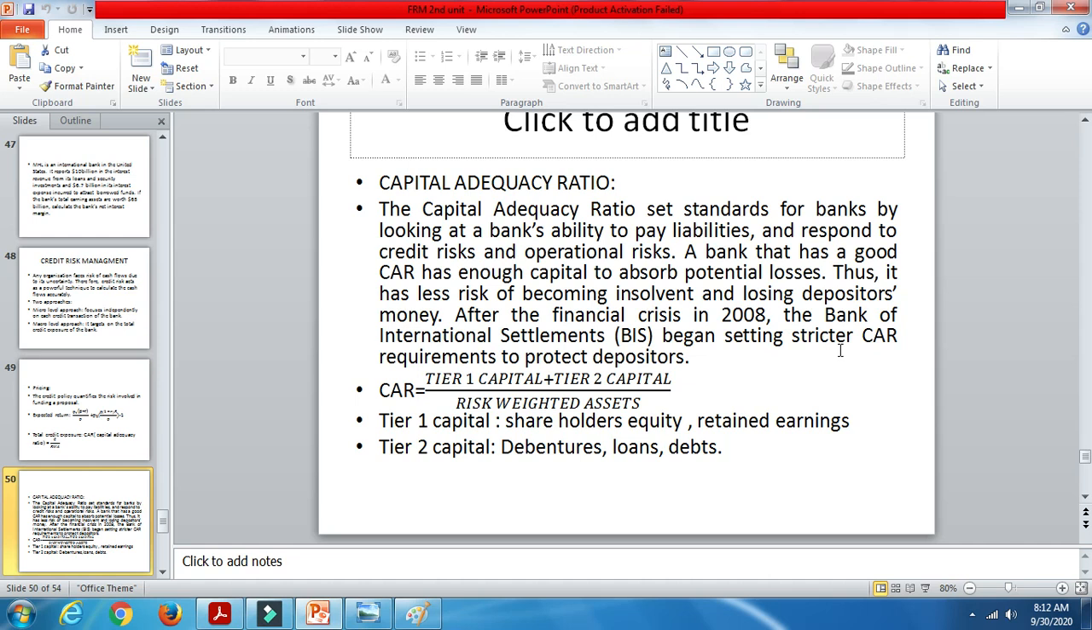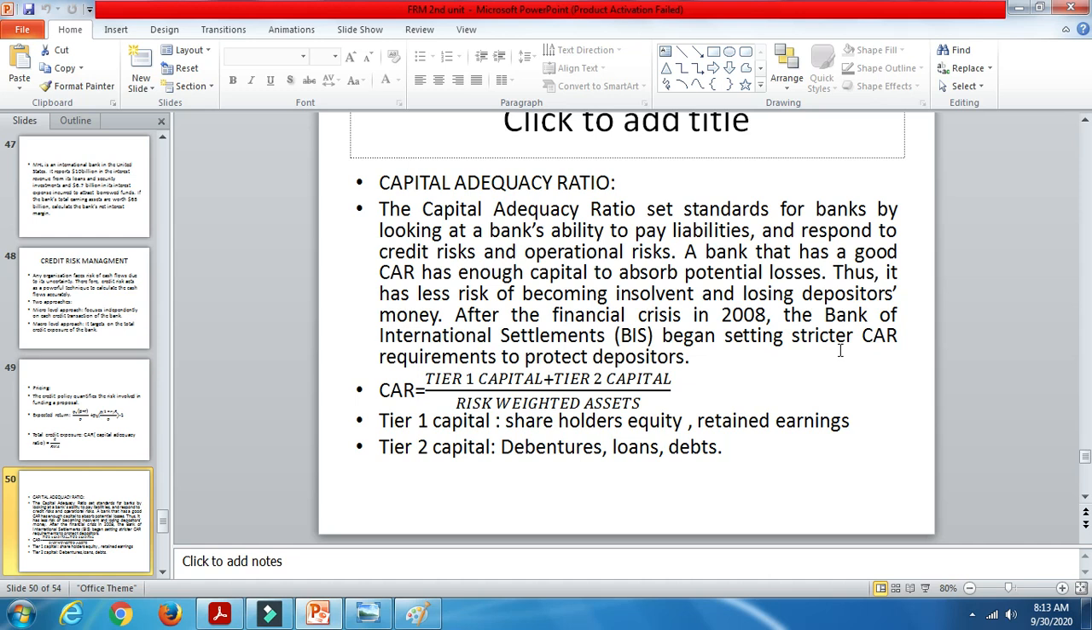Capital adequacy ratio sets standards for banks by looking at the bank's ability to pay liabilities and respond to credit risk and operational risk. A bank that has a good CAR has enough capital to absorb potential losses. So it has less risk of becoming insolvent and losing depositors' money.